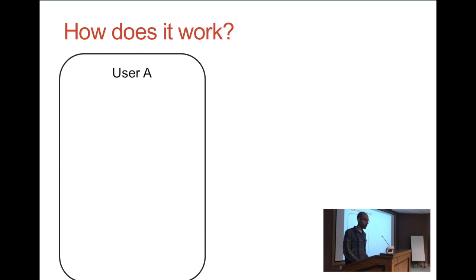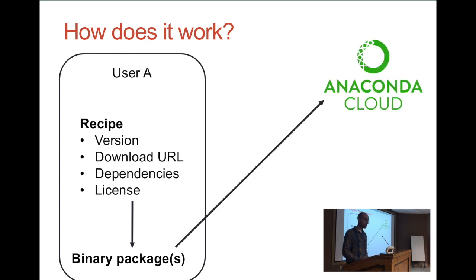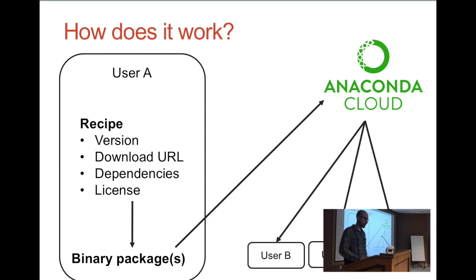Okay, so a high-level overview of how this works. User A, on their machine, writes up a recipe for Conda. That describes the version of the software, where you download it, any dependencies, the license, and other metadata. Then on their local machine, they build a binary package, so they compile it themselves. Imagine this is the author of the package, who knows how to make sure the software works, and if there are multiple steps, they know how to do it. Then they upload their package to Anaconda Cloud, which is provided by Anaconda. It's a place to store all these binary packages. Then any users can just download it via Conda installed on their machine, and they don't have to recompile it. It's a binary package. If they install it, it will just work.